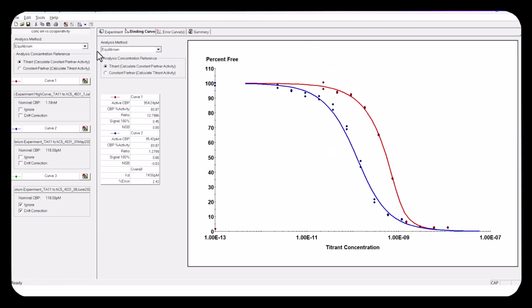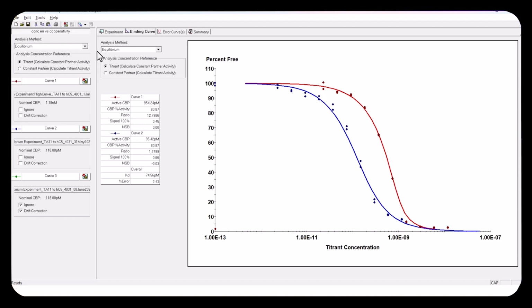Okay, here it is. All right, so that's not it. It's not cooperativity. All right, what else could it be? Well, one other thing that I know of that can make the data look too steep for the analysis is if there's an error in the CBP concentration.